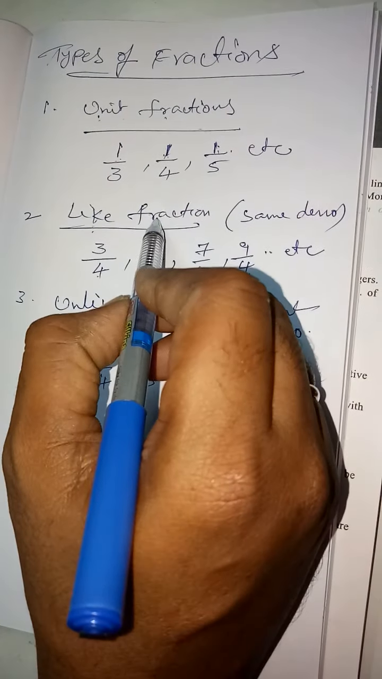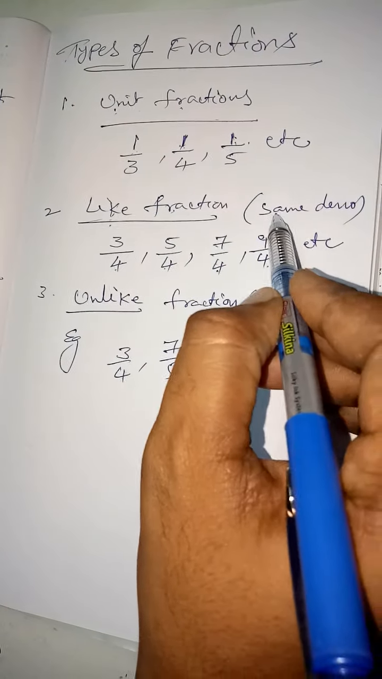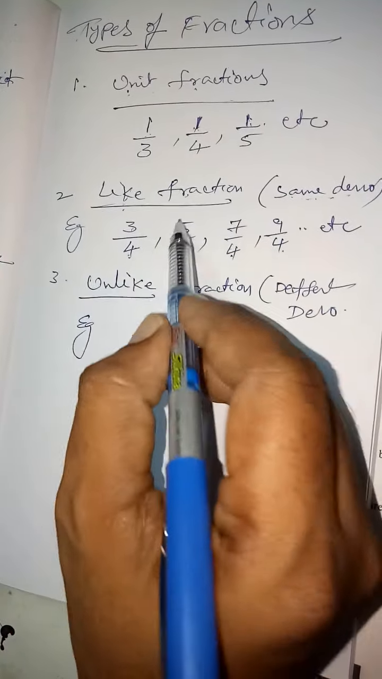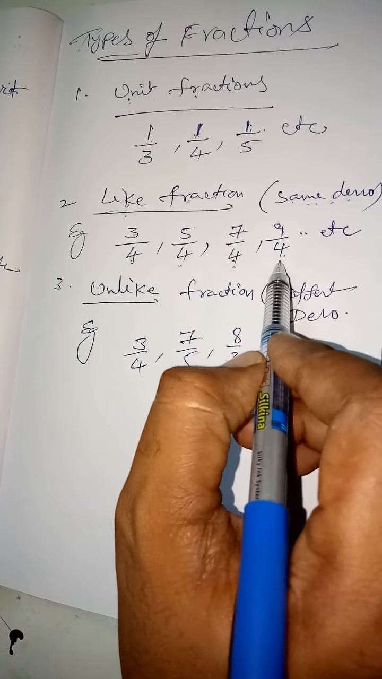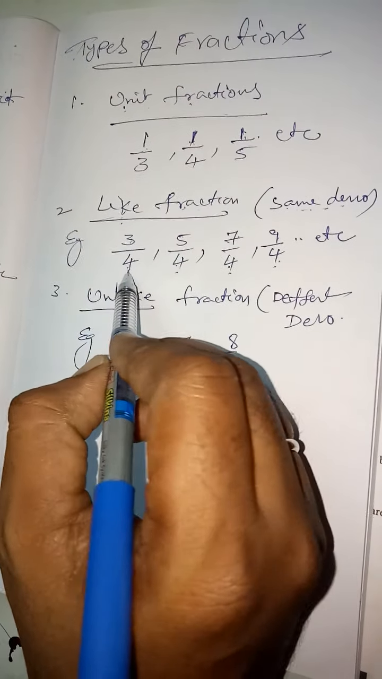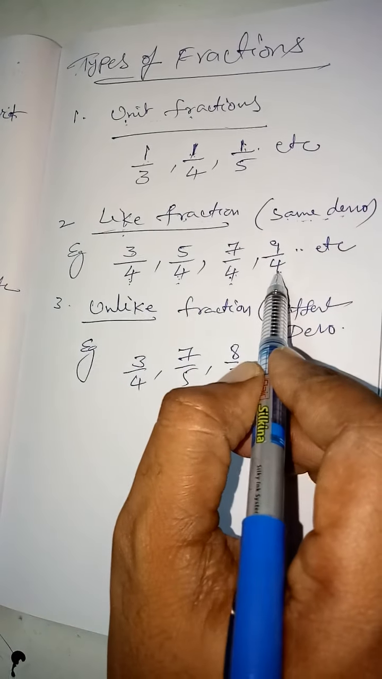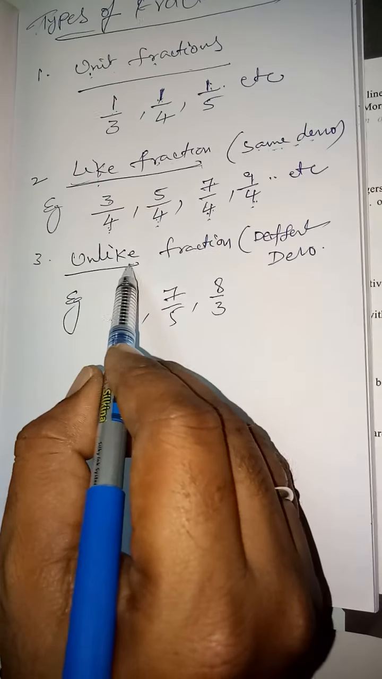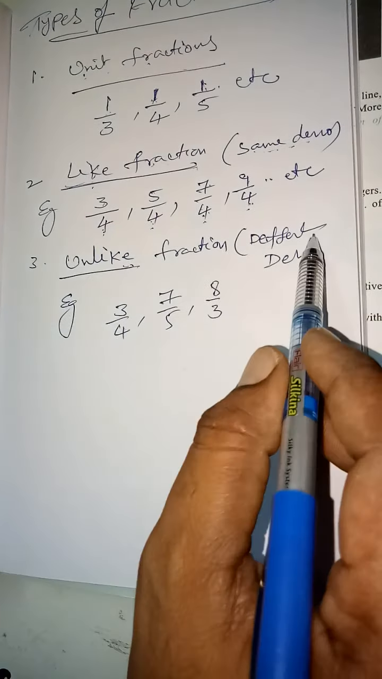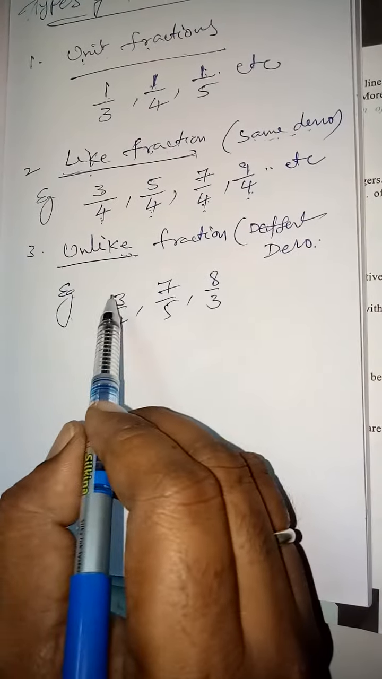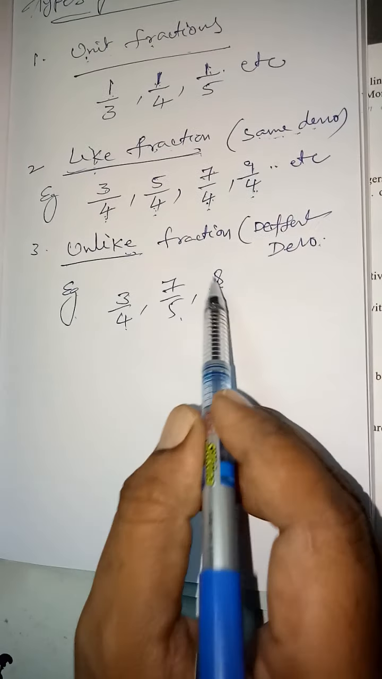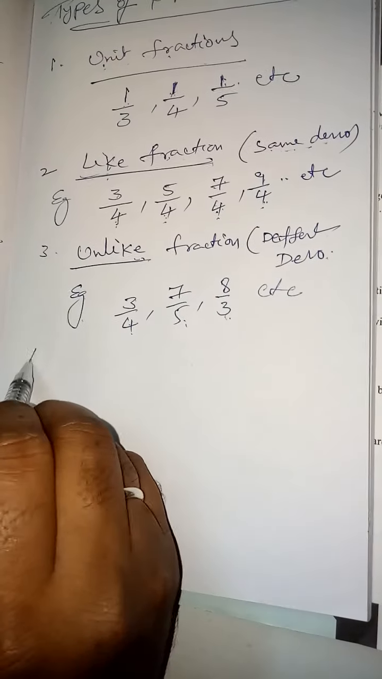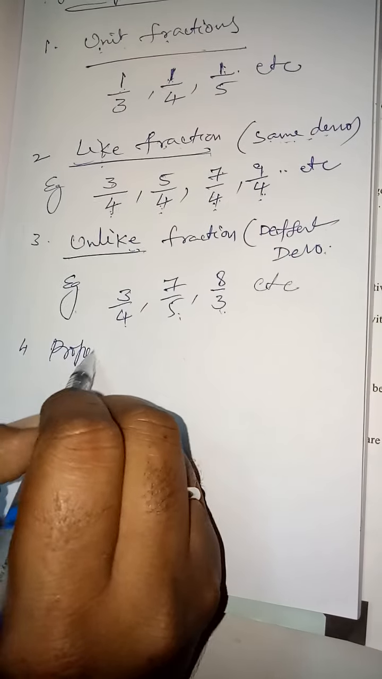The second type is like fractions. What are like fractions? Fractions having the same denominators. Examples: 3 by 4, 5 by 4, 7 by 4, 9 by 4. If you observe these fractions, the denominators are equal, so they are called like fractions. Unlike fractions have different denominators, for example 3 by 4, 7 by 5, 8 by 3, etc.